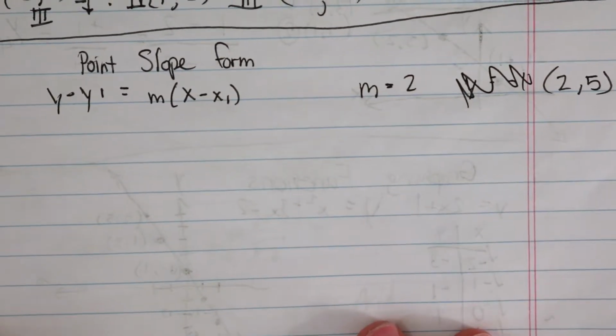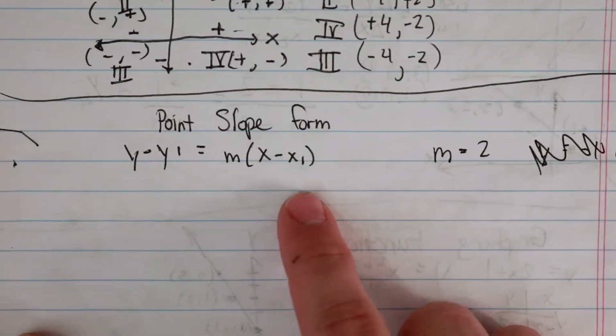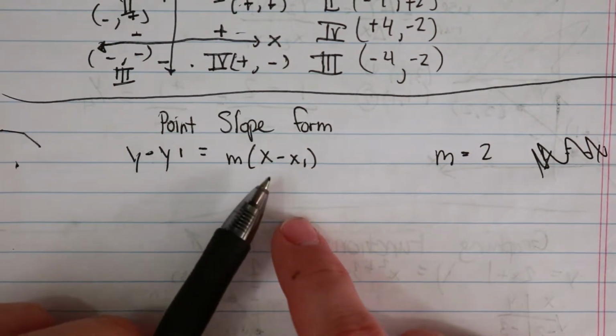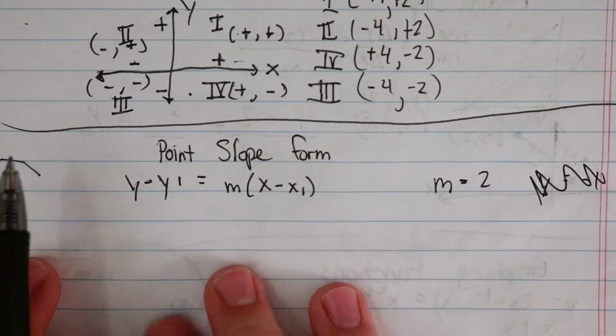Alright, so today I'm going to be talking about point-slope form. This is the general idea of it here. So y minus y1 equals m times x minus x1. So let's discuss what each of these are.